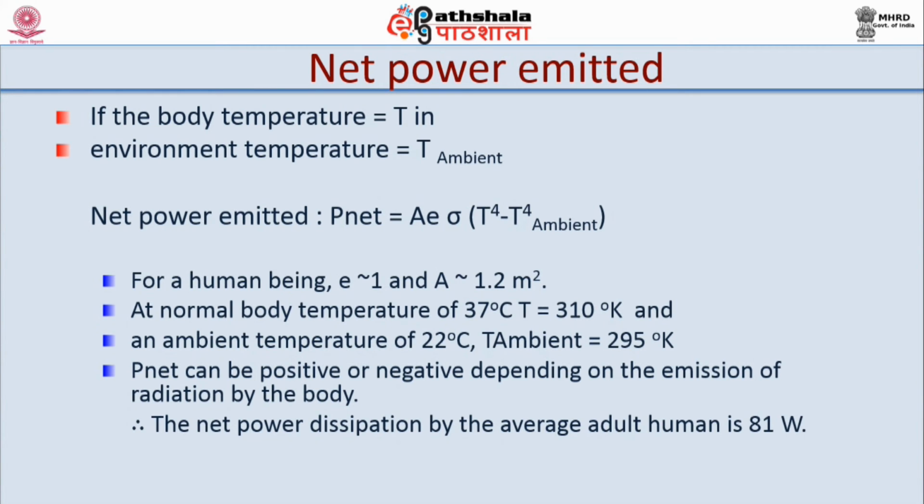Now, that will be the net power dissipation by the average human body, which is about 81 watts. Okay. So, that is the normal condition.